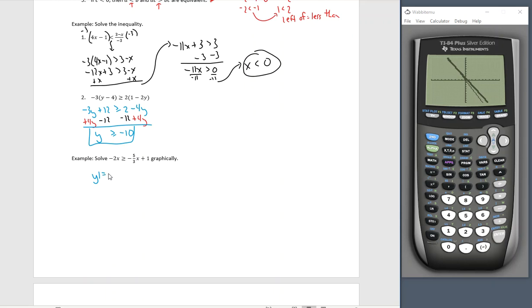Y1 equals negative 2x. Y2 is negative 5/3 x plus 1. Y1 is a thin line, and Y2 is a thick line. And we can see over here in our graph that that's kind of horrible. So let's zoom in at the center.